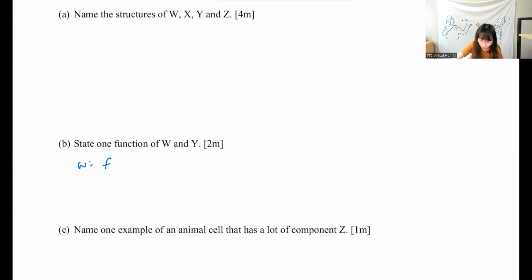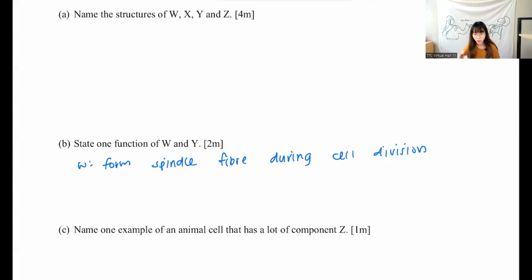So for W, you can write: form spindle fiber during cell division. In animal cell also can. It's your choice, but because this is already an animal cell, you don't have to write that, never mind.